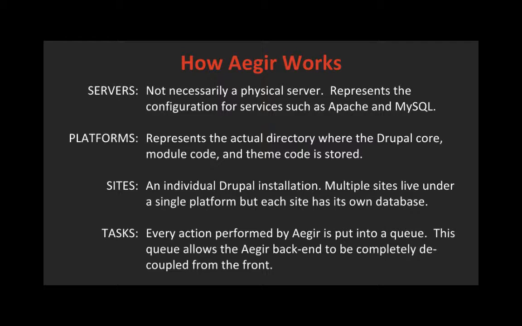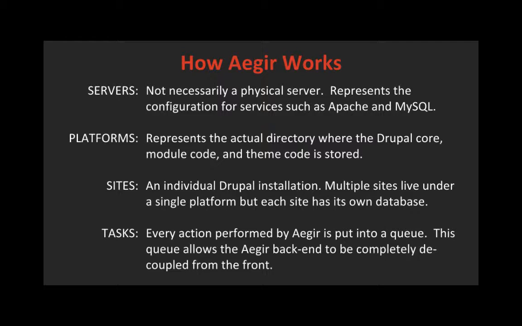And then finally, you have tasks. Every action in Aegir is put into a queue, which allows the Aegir front end and the back end to be completely decoupled. And this is really significant in terms of security, because if we're going to do something on the front end that's actually going to create Apache configuration or create databases and things like that, we don't want our web server user to have those kinds of privileges.